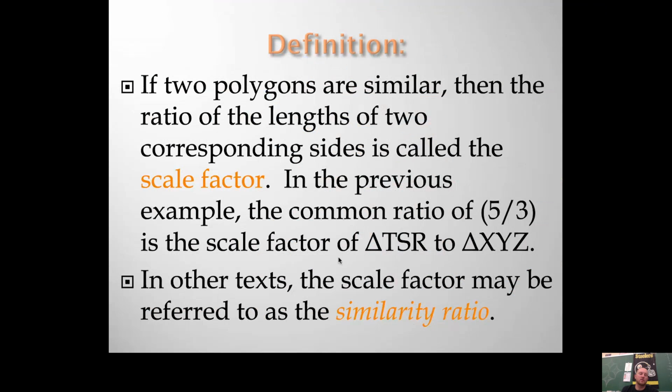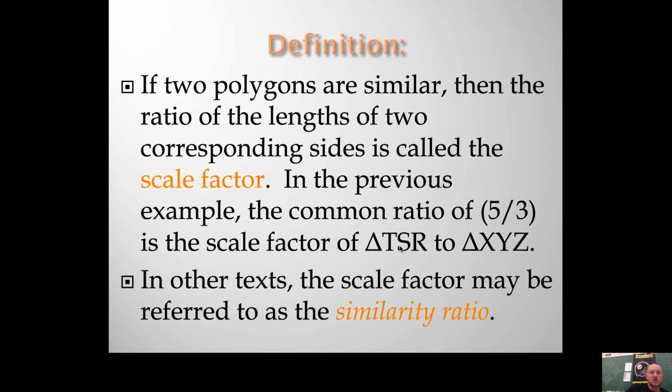This is part 2 of our lesson section 6.1. If two polygons are similar, then the ratio of the lengths of the corresponding sides is called the scale factor. So in that previous example we did in that last video, the common ratio of 5 to 3 was the scale factor of triangle TSR to triangle XYZ.